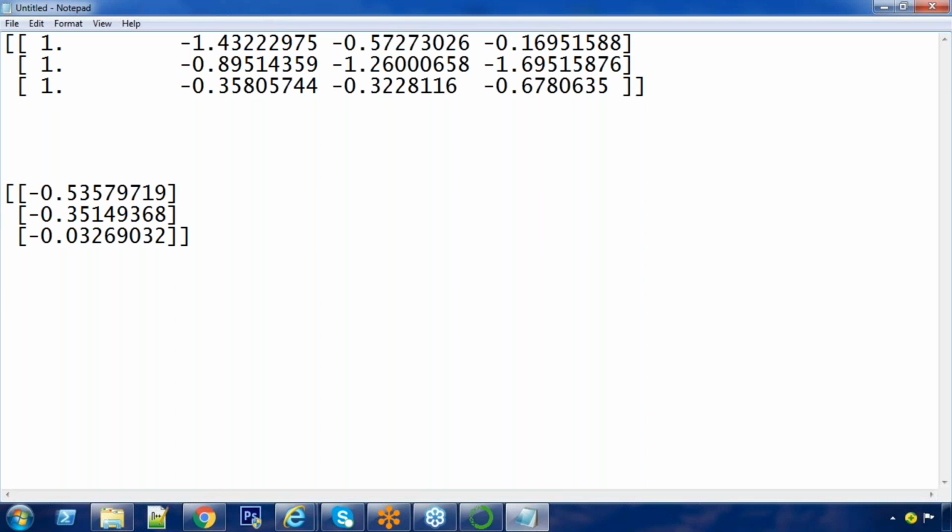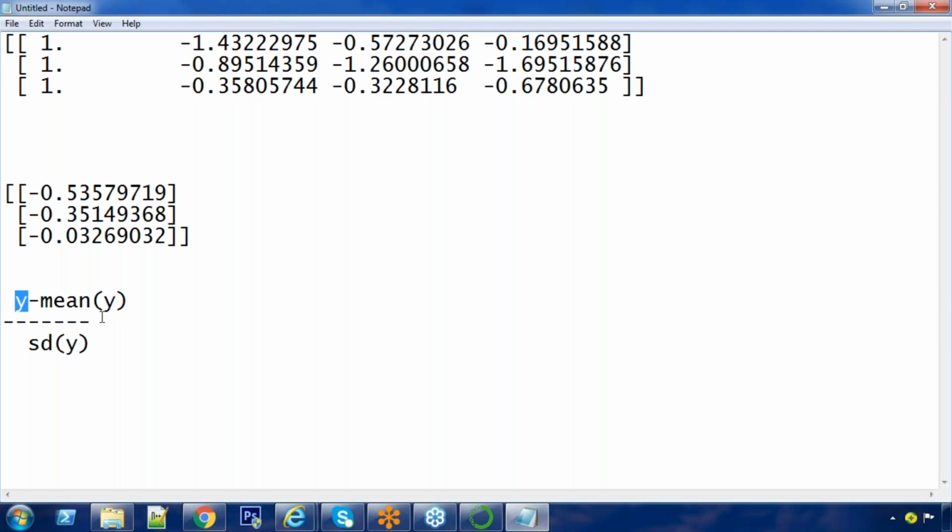So what is the formula we have used for scaling for y? Y minus the mean of y, divided by the standard deviation of y. Understand?